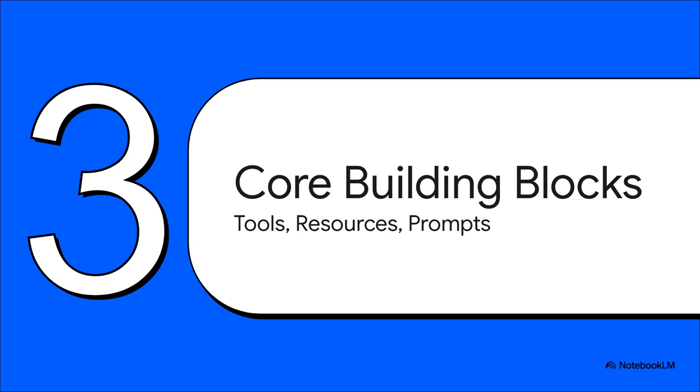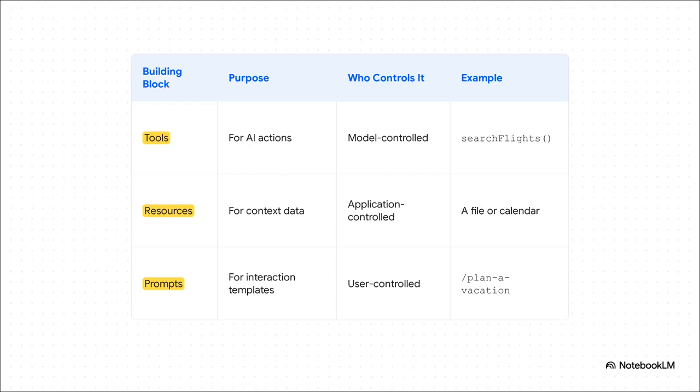Okay, so we've just done a deep dive on tools, but that's actually just one piece of the puzzle. It's just one of three core building blocks that a server can provide. Let's zoom out and look at all three of them: tools, resources, and prompts. And what's so smart about this is how control is split up. Tools, as we saw, are actions that are controlled by the model itself. It decides when to call them. Resources, on the other hand, are things like files or emails that your application controls to provide context. And then you have prompts, which are basically user-controlled templates, kind of like slash commands, for kicking off common tasks.